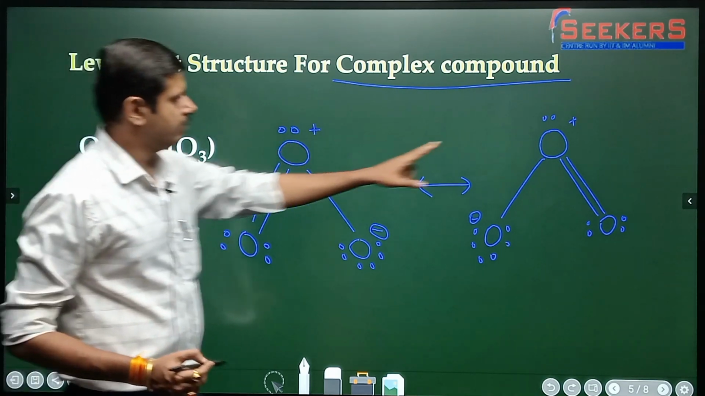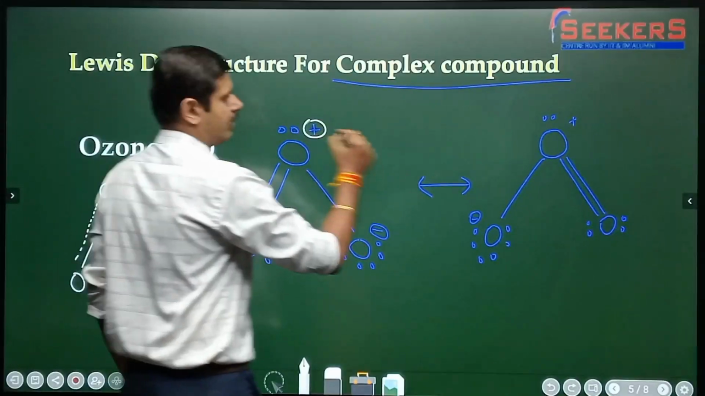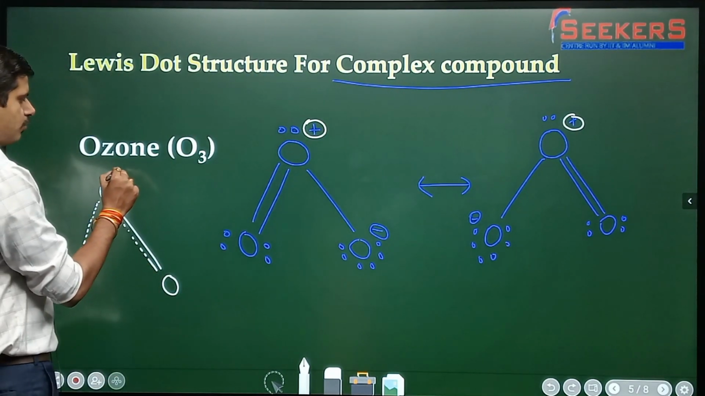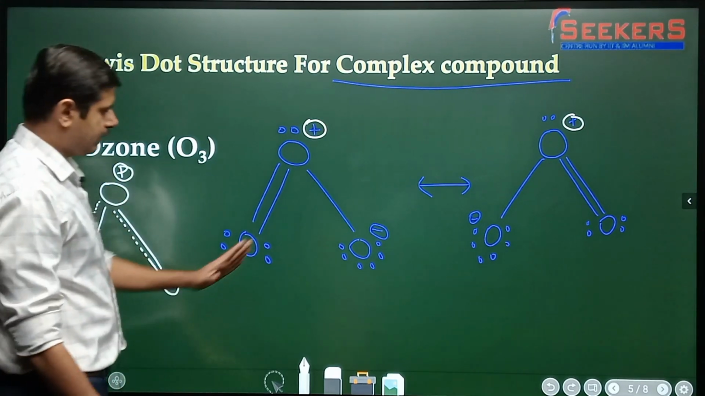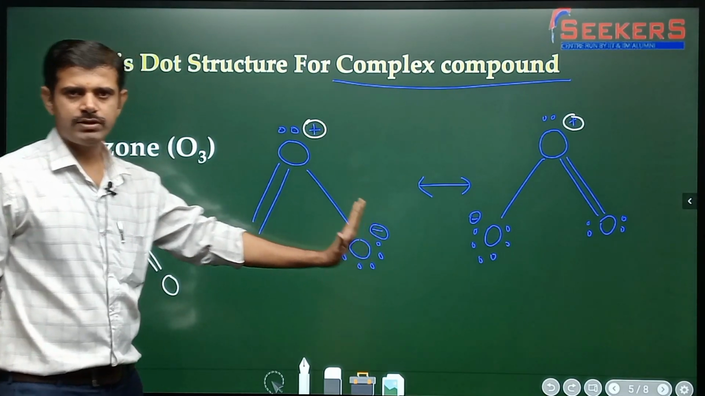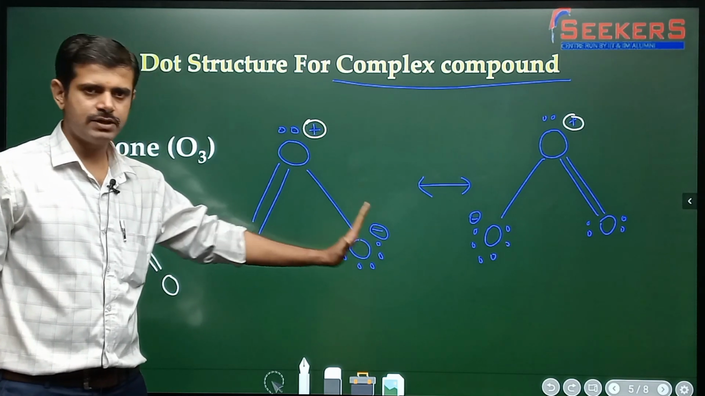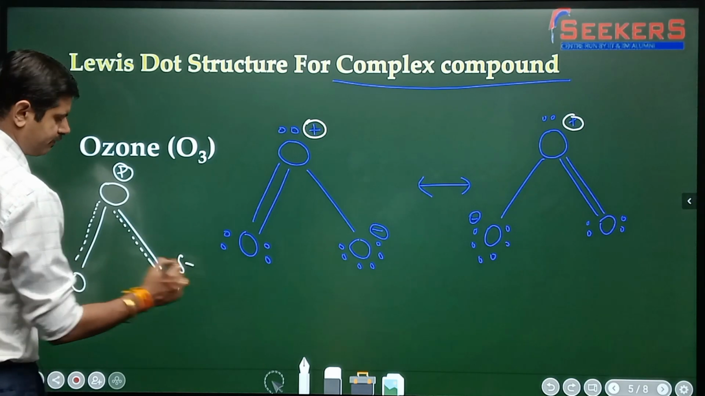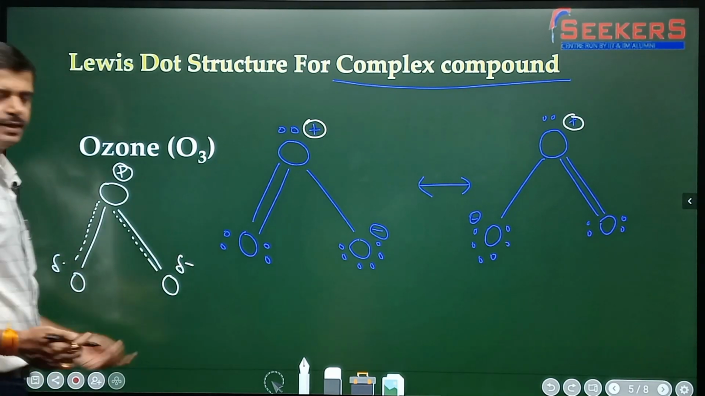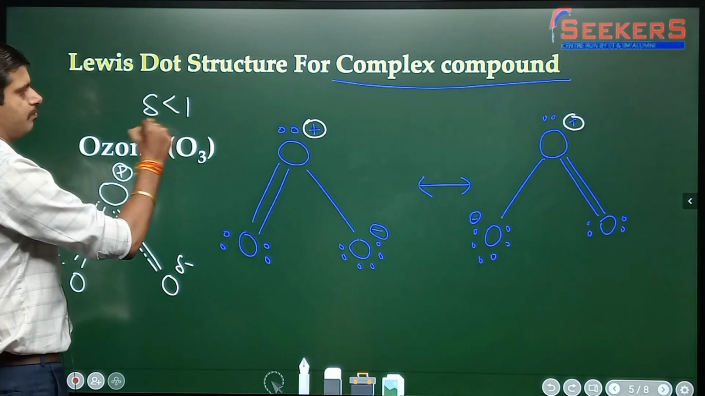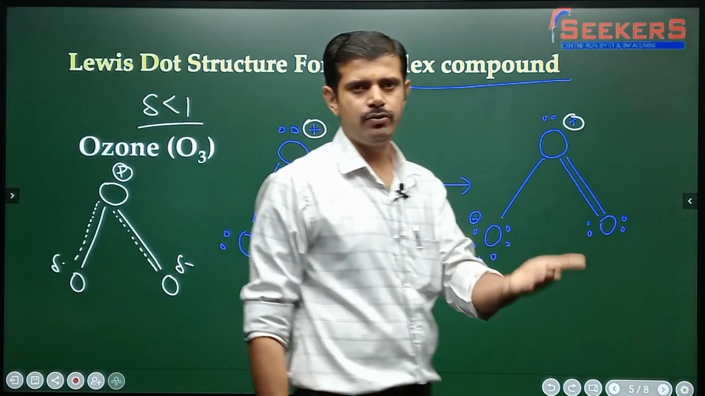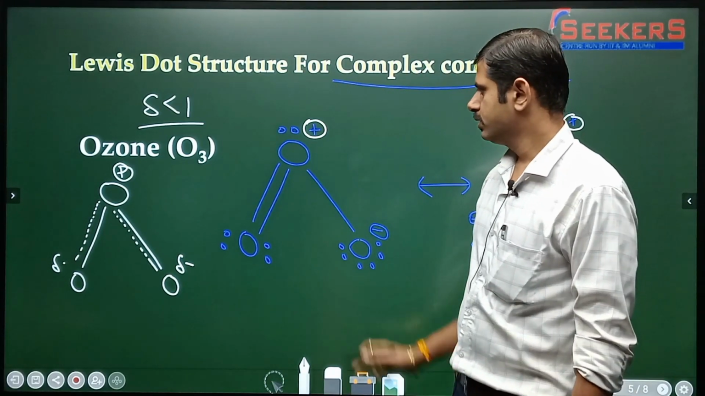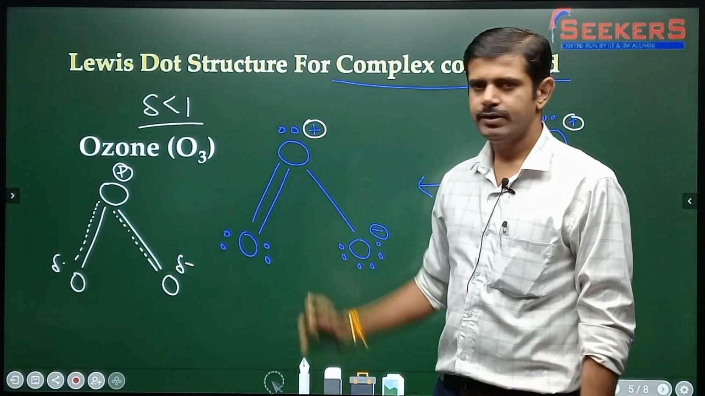Plus, in both of these the middle oxygen has a positive charge, so the positive charge is common. One time the negative charge is on the right hand side oxygen, one time the negative charge is on the left hand side oxygen. So we will give delta negative charge and delta negative charge. Delta is anything lesser than 1. It can be 0.1, 0.2, 0.5, 0.99, 0.999, anything. This is the equivalent structure.